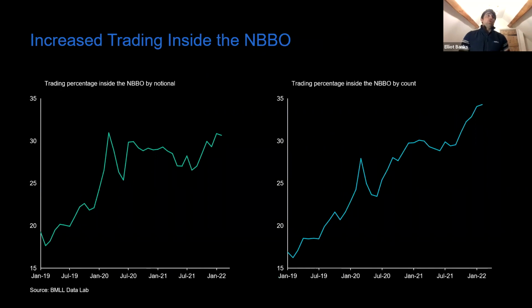And actually, on top of that, there's been a real increase in shares trading inside the NBBO. It's actually gone down a little bit in the last year since I last used these slides, but the point is that it's still a significant fraction of trading that is actually occurring inside NBBO. Now, there's a couple of ways that you can explain and understand this.